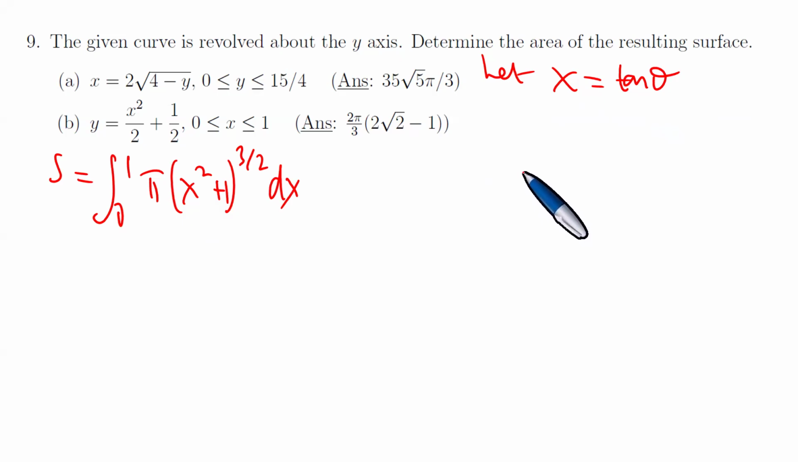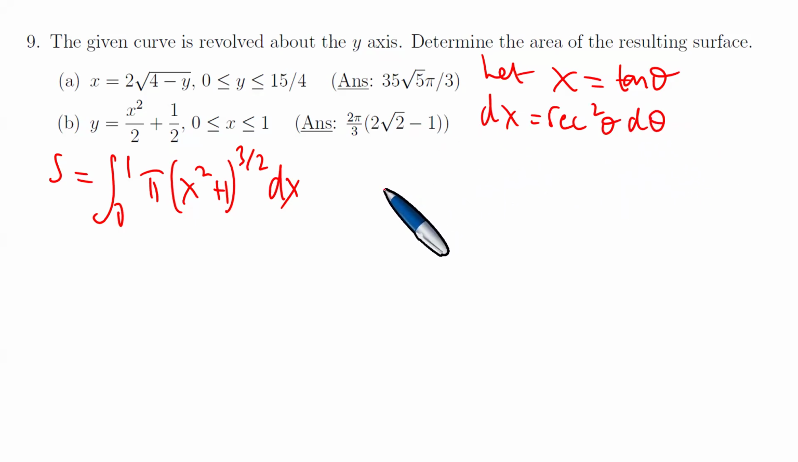Let x be the tan of theta. Right, so that in the end, because now to integrate x squared plus 1, you need to use tan theta. It's a trigonometric substitution, right? So that now dx becomes what? dx becomes the derivative of the tan, which becomes the secant squared of theta d theta.